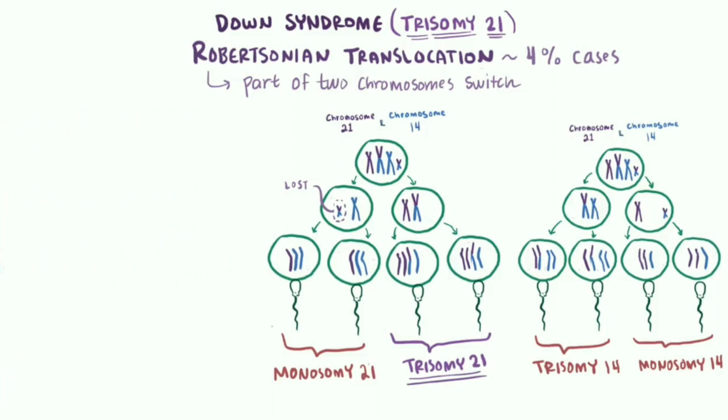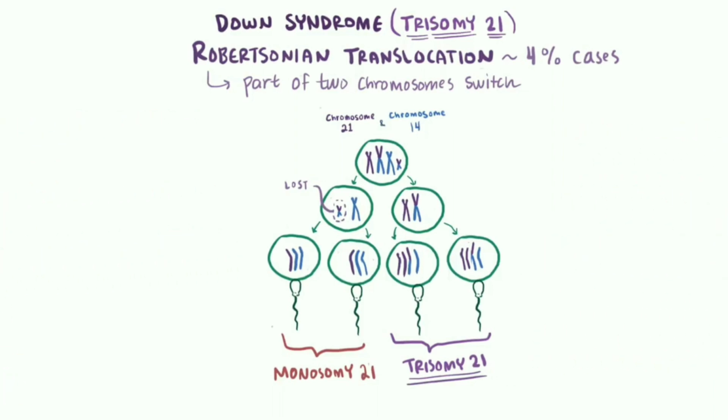With Robertsonian translocation, one of these chromosomes needs to be chromosome 21, even though the other is usually chromosome 14. It can actually be another chromosome as well, like chromosome 22.